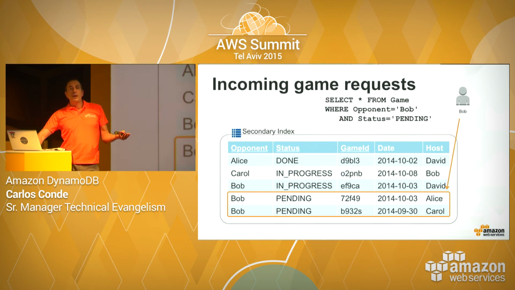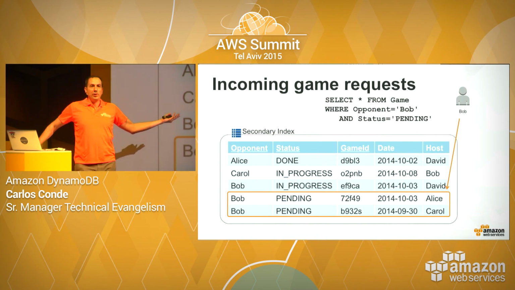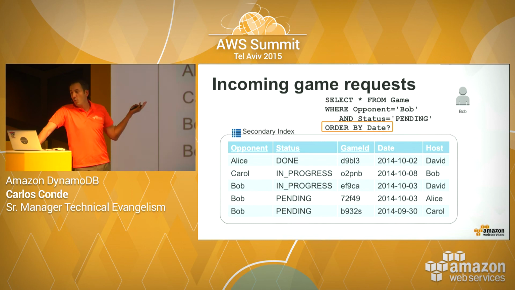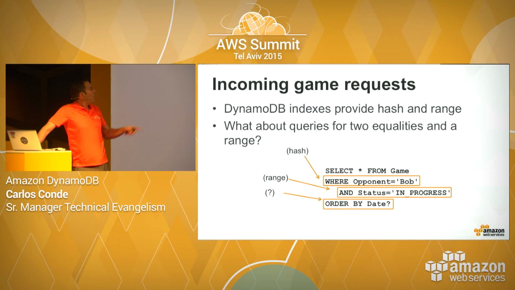Now, let's say that I want to order those games by date because perhaps someone invited me on a game like this, like last year, and I never answer because I don't like the guy, right? So I only want to see the most recent games. So I should do something like ordering by date, right? Now there's a problem because I have a third criteria. The first one is going to be the hash, the second the range, but the third is what?